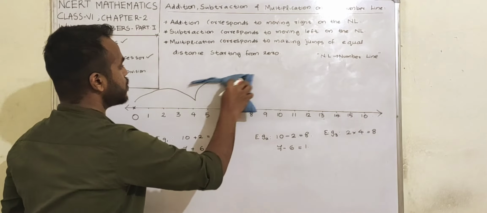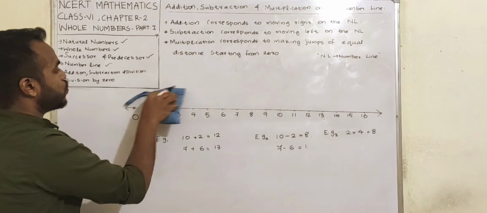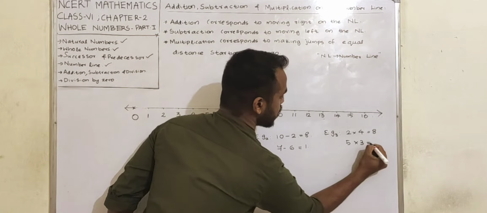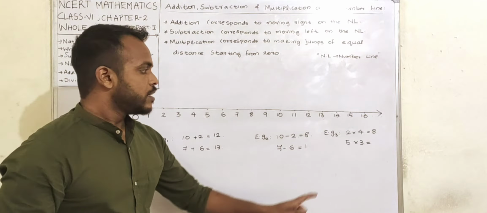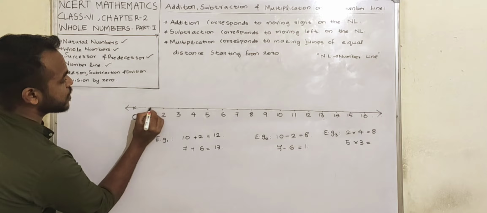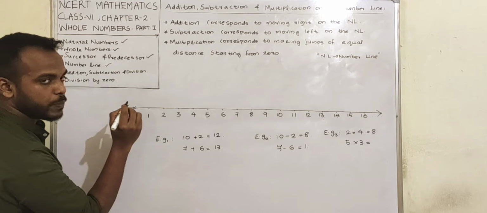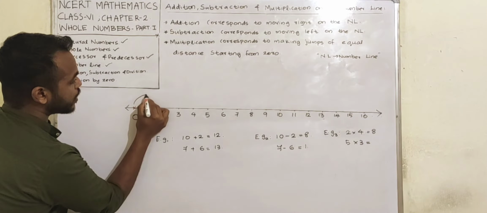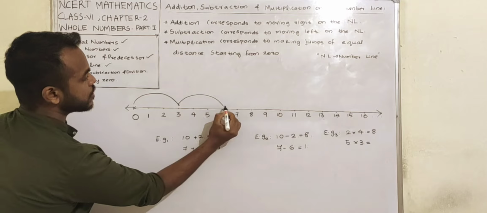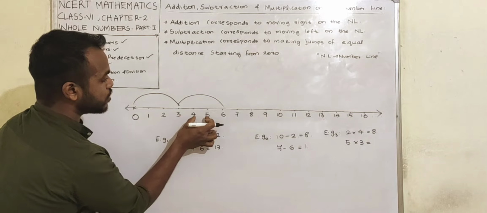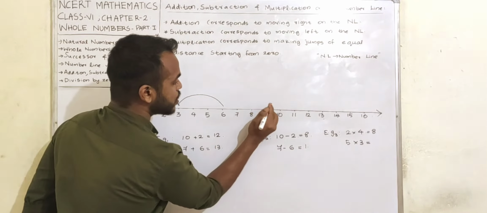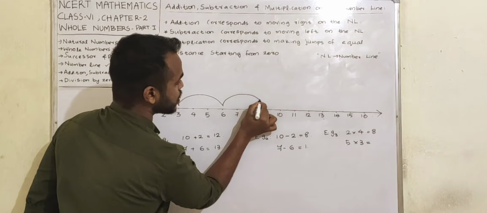Let's see another example. 5 times 3. Let's make 5 jumps of 3 units. So this is the beginning point. First jump should be of 3 units. Okay, this is your first jump. Now, second jump. This is also 3 units. 1, 2, 3. Now, the third jump should also be of 3 units. 1, 2, 3. So we should reach here. This is our third jump.